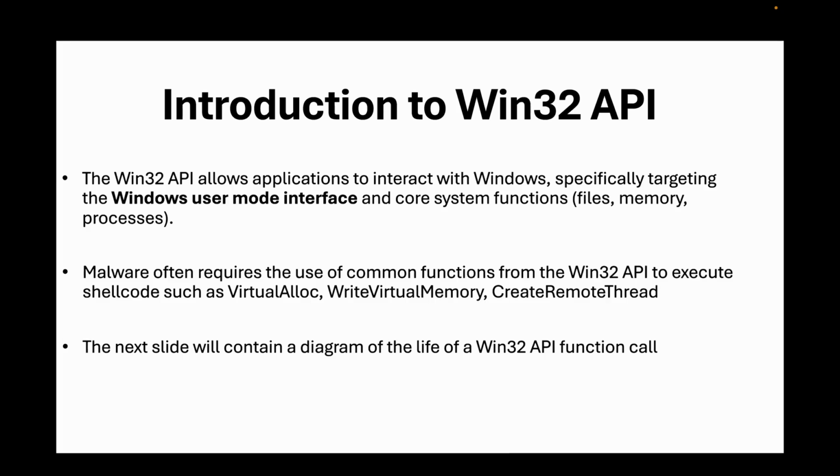We start with the introduction to the Win32 API. The Win32 API allows applications to interact with Windows, targeting the user mode interface to the core system functions like files, memory, processes, Windows access tokens, and more. Malware often requires the use of common functions from the Win32 API to execute shellcode, such as VirtualAlloc, WriteProcessMemory, CreateRemoteThread, or if you're injecting into another process, then you'll need OpenProcess.